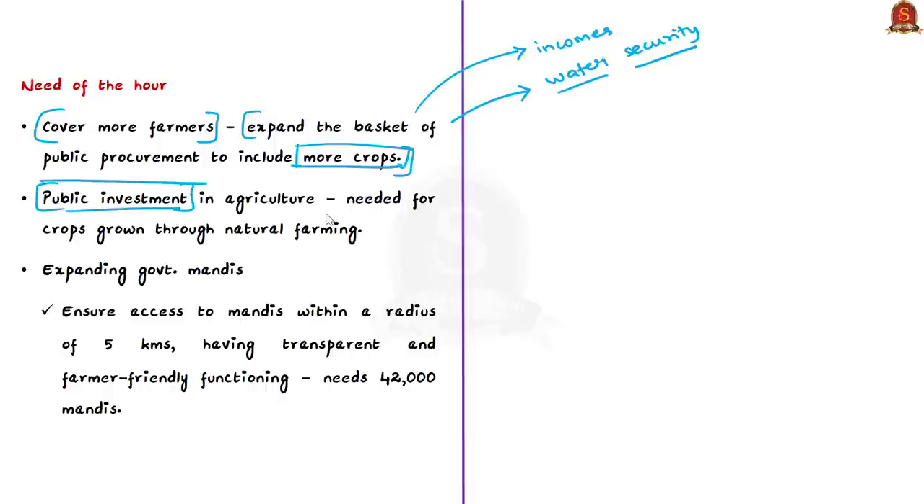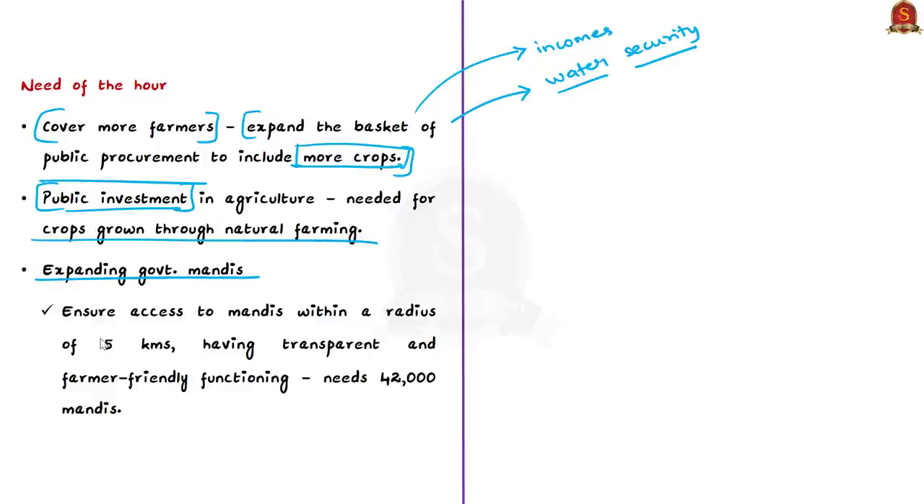Particularly, it is needed for those crops that are grown through natural farming. And the third important suggestion is expanding government mandis. Why is this required? This is to ensure safeguarding of farmers from exploitation by large retailers and also to ensure that most of the farm produce passes through mandis. How should it be expanded?